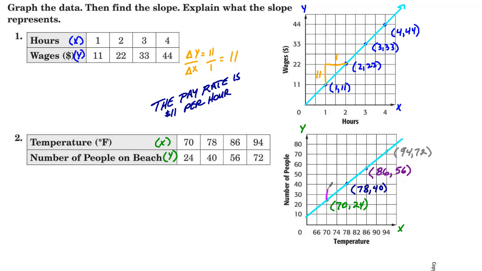So from this first one right here, our y went from 24 to 40. That's a change of 16. If you do 40 and you take away the 24, 16. So the delta of y was equal to 40 take away 24, which is 16.